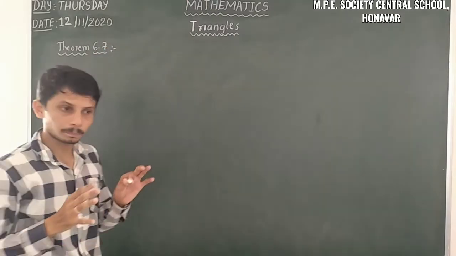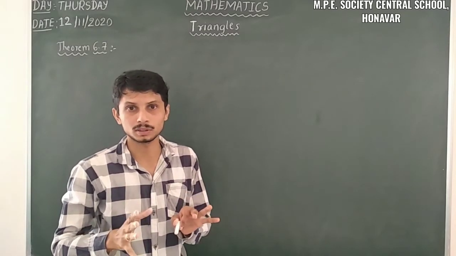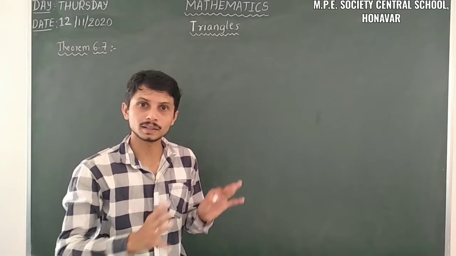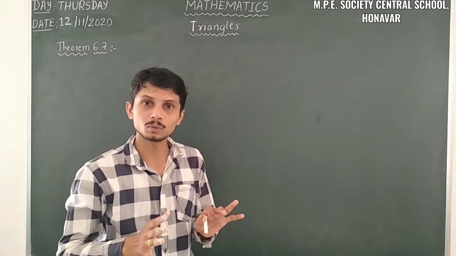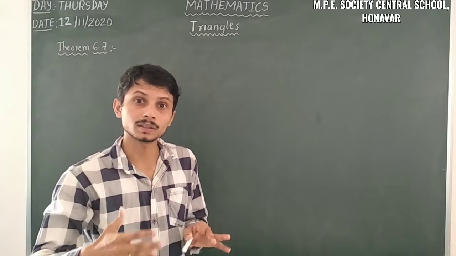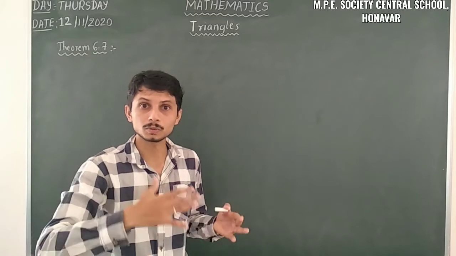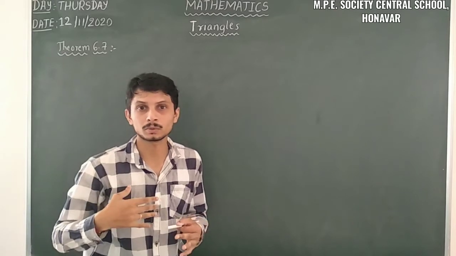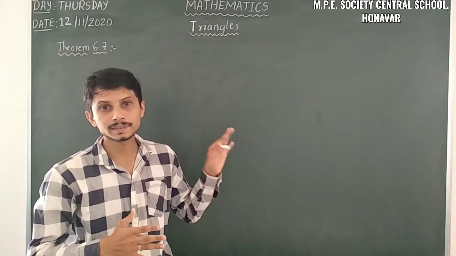In this theorem, we have to take the right angle triangle only. Here we are only dealing with right angle triangle. Already we know that in a right angle triangle, the side opposite to the right angle is the hypotenuse. With the help of that, we have to learn this theorem.